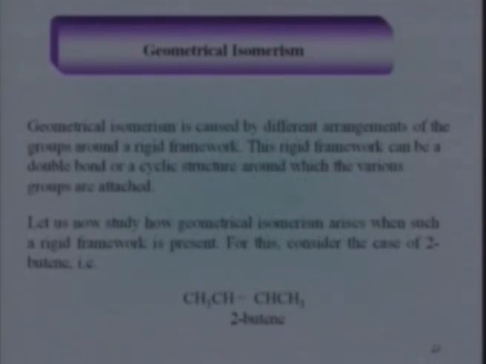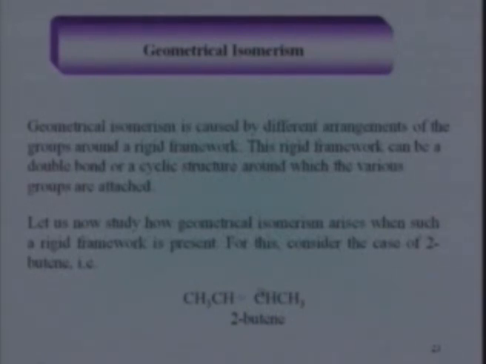So geometrical isomerism is caused by different arrangements of the groups around a rigid framework. And generally this rigid framework would involve a double bond. What do you mean by rigid framework? Rigid will mean there will not be a rotation possible around that particular bond. We have a C-C bond, you've seen, and if we had models we could show it easily. A C-C bond can be easily rotated, whereas if we have a double bond the rotation is restricted, and that is what we mean by rigid framework.